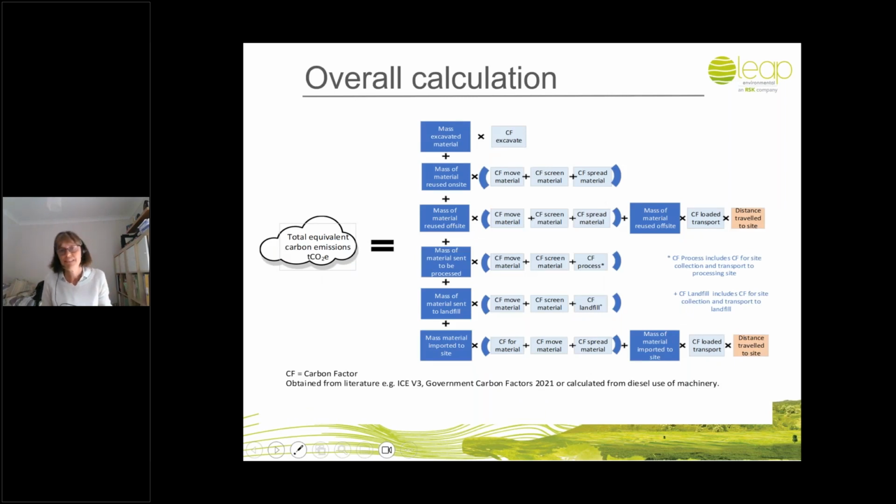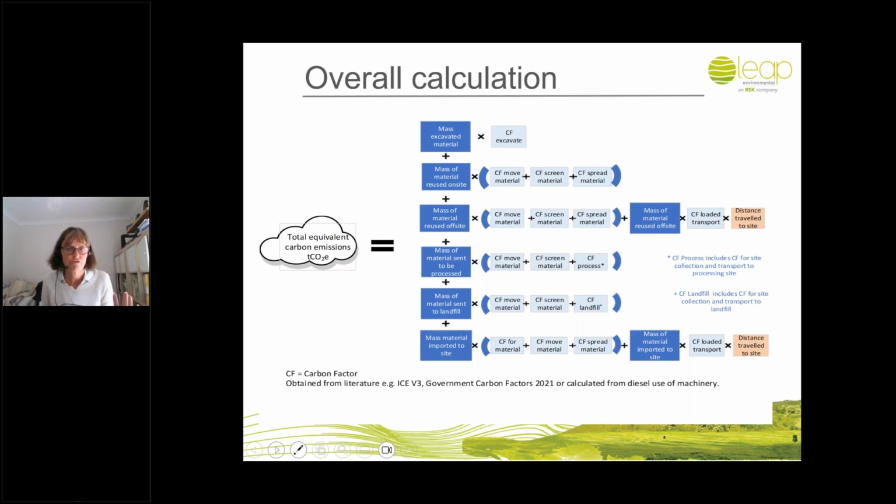The calculation is a similar kind of thing. It's, as I said, the top line, excavate my material times a carbon factor for excavating. If I want to reuse it on site, how much material am I going to reuse on site times carbon factor for moving the material, for screening the material and spreading it. There probably are a few more moves in there because we tend to move material around site. But anyway, it gives you an idea of what it is.